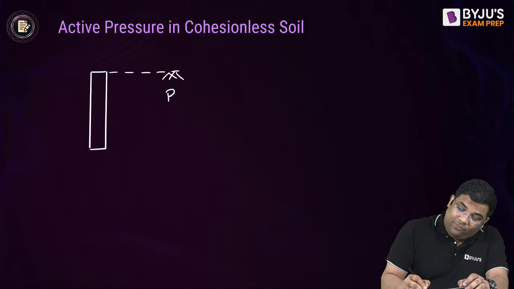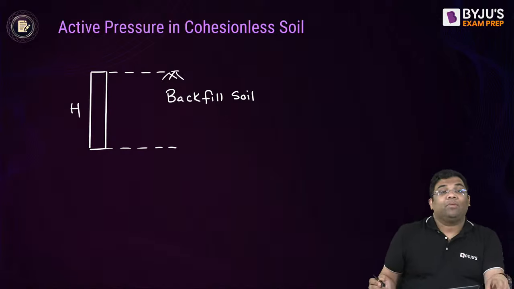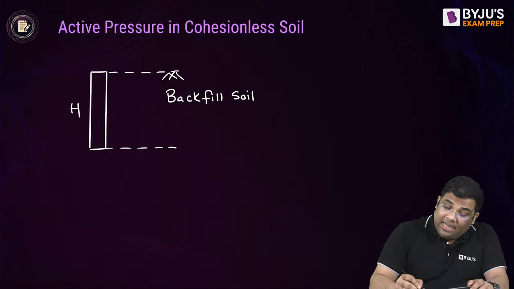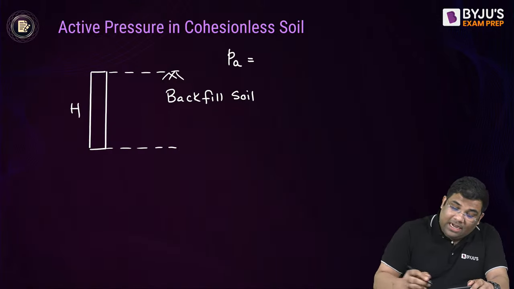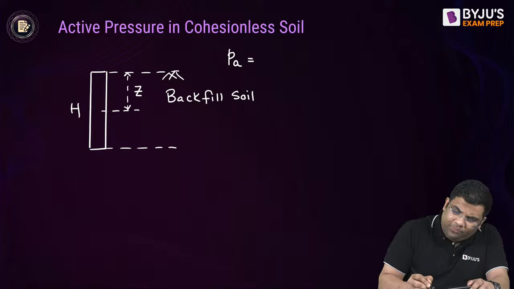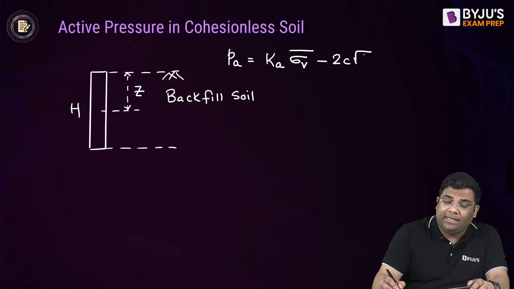The backfill soil, I can say. Now, if the height is h here, and you want to find out the active pressure at any depth, suppose at Z depth, then what you will do? That will be equal to Ka into the vertical stress at that particular point minus 2C root Ka.